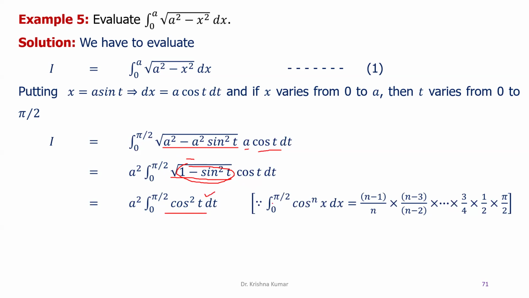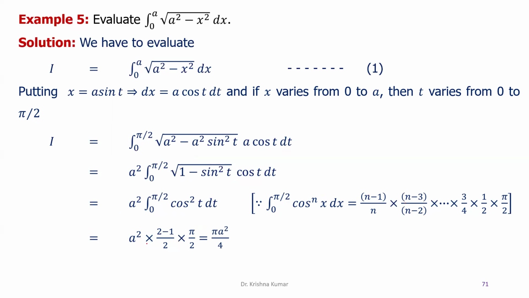But we know the formula of integration of cos to the power n x dx under the limit 0 to pi by 2, when n is even, then its value is n minus 1 upon n into n minus 3 upon n minus 2 into 3 by 4 into 1 by 2 into pi by 2. So we can write down this expression as a square, then the value of n is 2, so we can write down 2 minus 1 upon 2 and multiply by pi by 2.